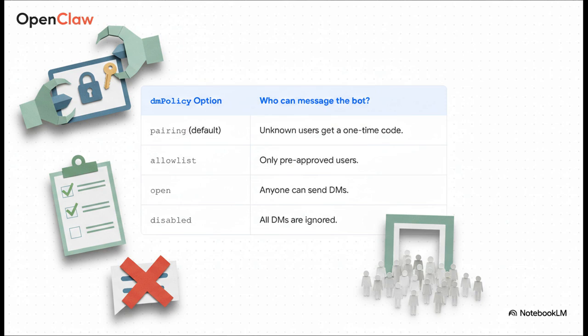The default setting is pairing, which is a great balance of security and convenience. Basically, new users have to get approved with a one-time code. If you want even more control, you can use Allow List, which only lets in people you've specifically pre-approved. And of course, you've got Open for public bots or Disabled if you want to shut off DMs entirely.